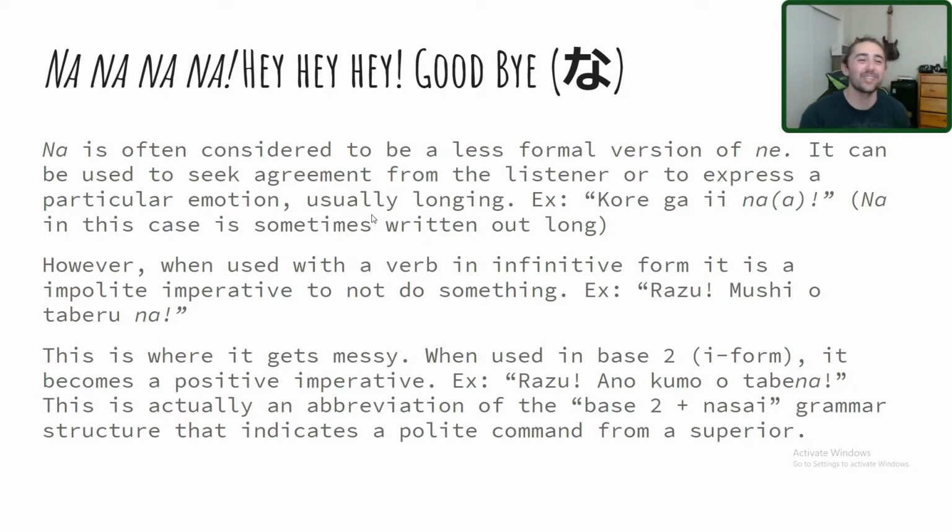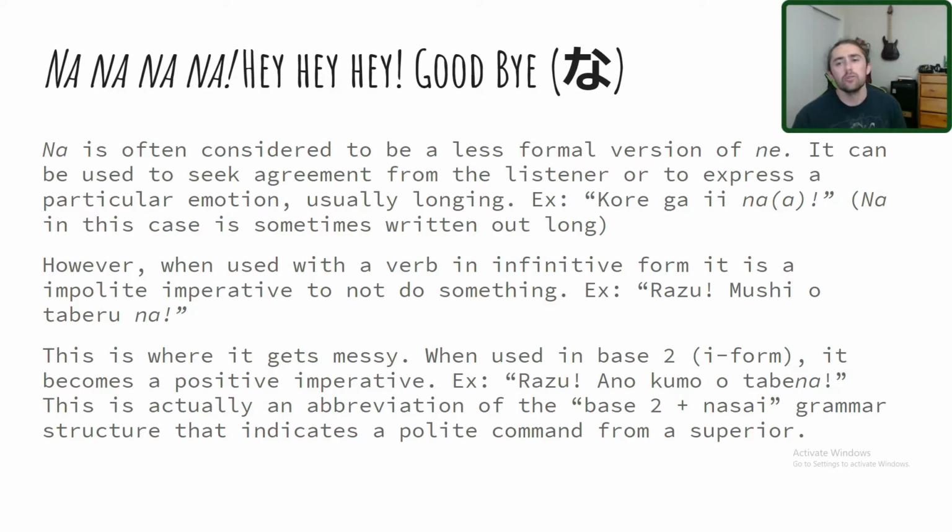Anyway, na is our next particle. So na is sometimes considered to be a less formal version of ne. It's got a lot of different uses though, as you will see. But it can be used to seek agreement from the listener, just like ne can. Or you can actually use it to express a longing emotion. Like if you really want to do something, if you long to do something, you can use na.